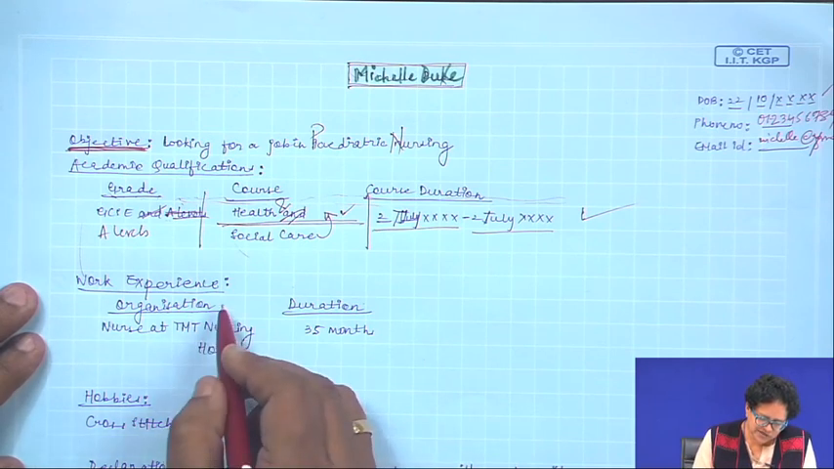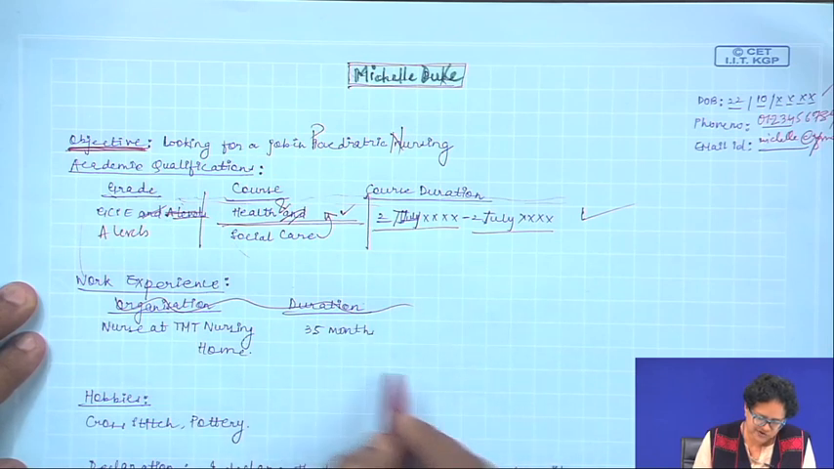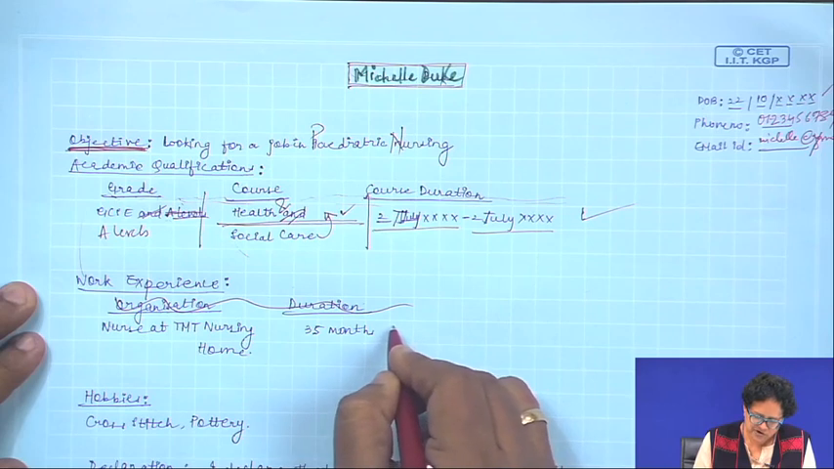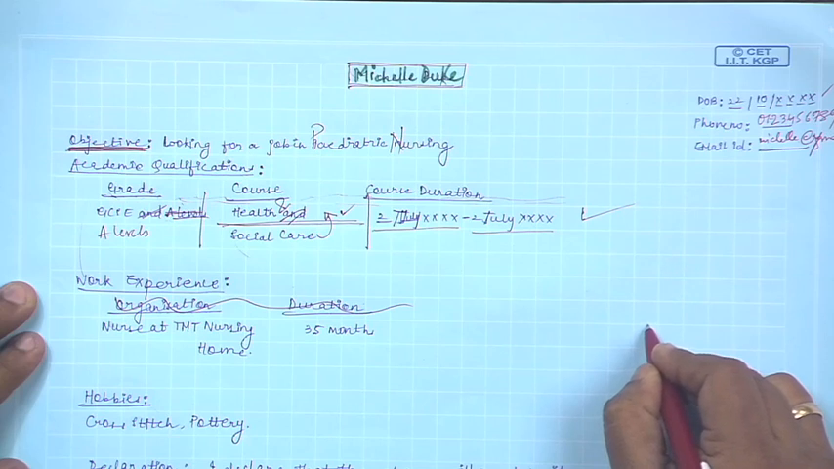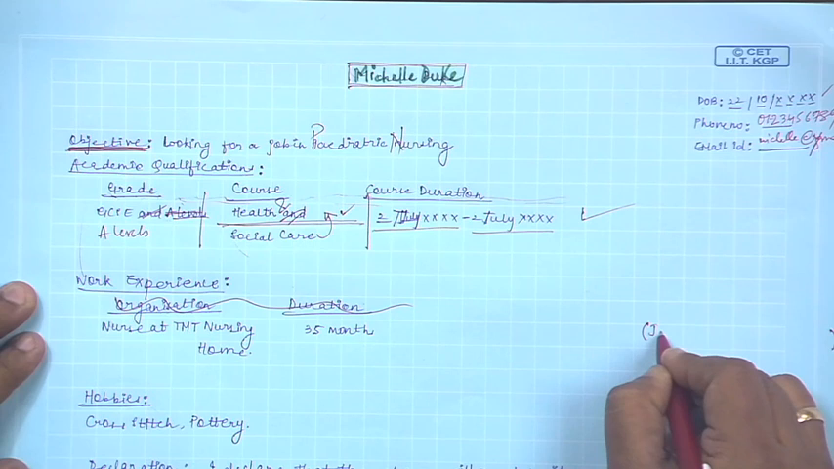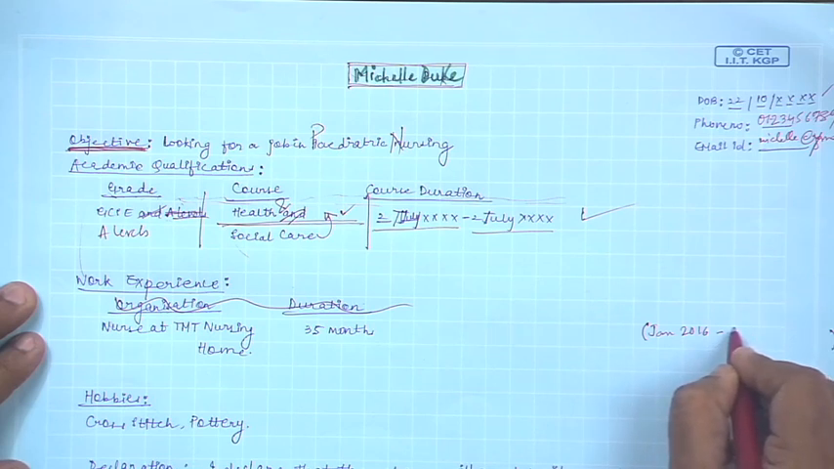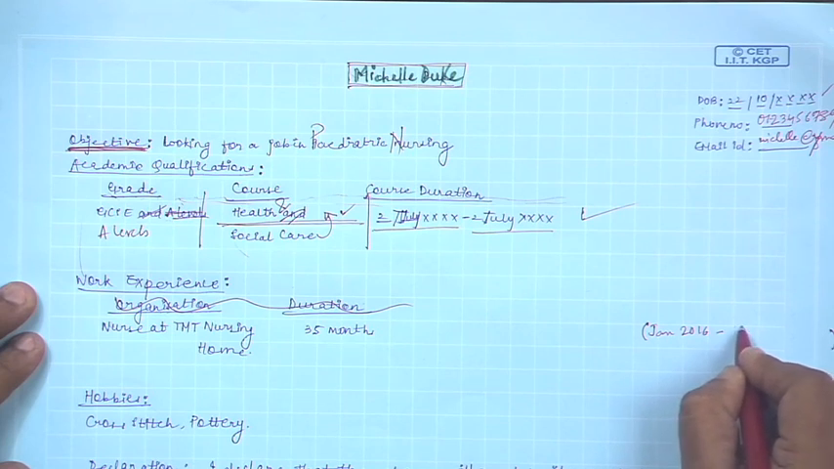Now, we come to the work segment, and maybe we could do away with this and just write nurse at TMT nursing home 35 months, or if you wish, then in this, and this is the edge of the paper, you can write here the period. So, let us say Jan 2016. So, 2016 to 18, then 35 months. So, it is 1 month less than 3 years, 16 to 19. So, it is December 2019.